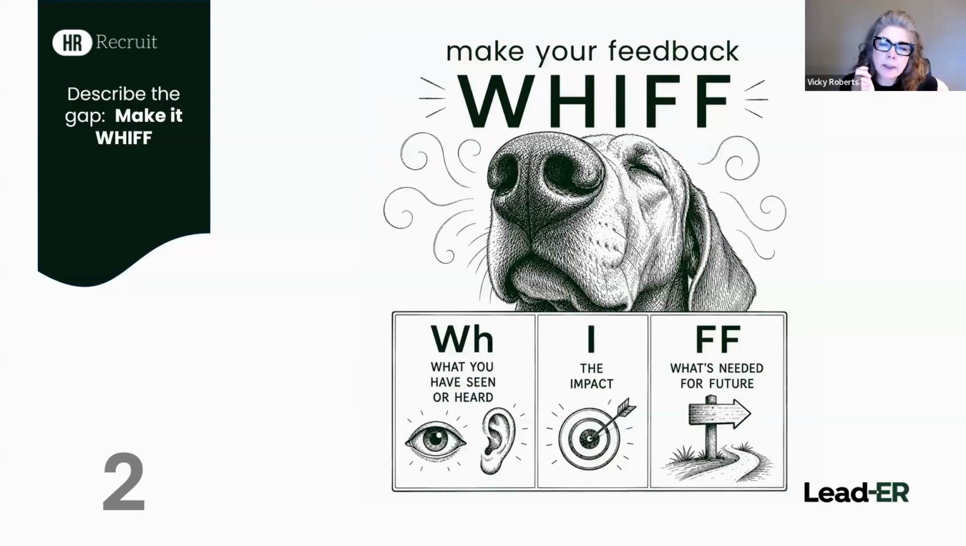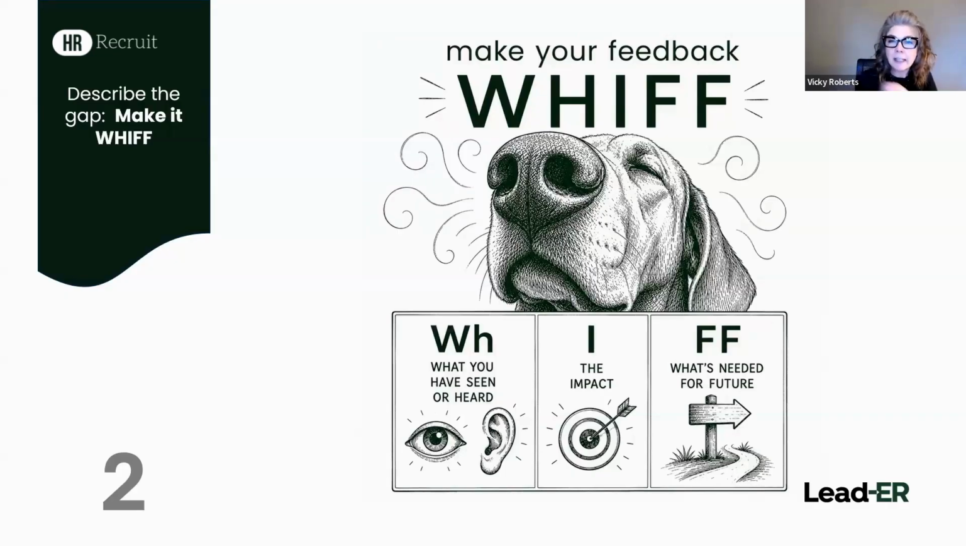So I think the key here is using whiff twice. So the person that's telling you about it, use it as a questioning format to say, okay, so what are you seeing or hearing, Joe, about Vicky's performance that I need to give feedback, and what's the impact of that, and what do you need them to do differently? The line manager is therefore enabling the conversation.